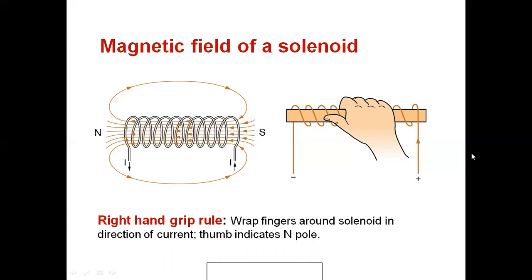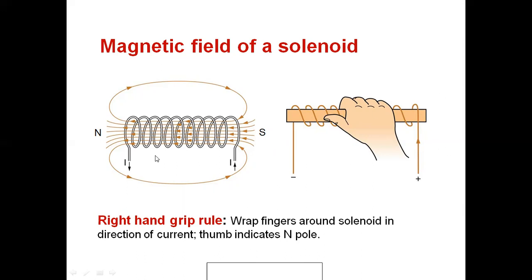According to the right hand grip rule, wrap the fingers around the solenoid in the direction of the current. Then whatever the direction of the thumb, that thumb indicates the end pole, that is the north pole. That means your north pole is towards the thumb. And when we identify the north pole, we get the direction of the magnetic lines of force, because from the north pole itself your magnetic lines of force come out, right?